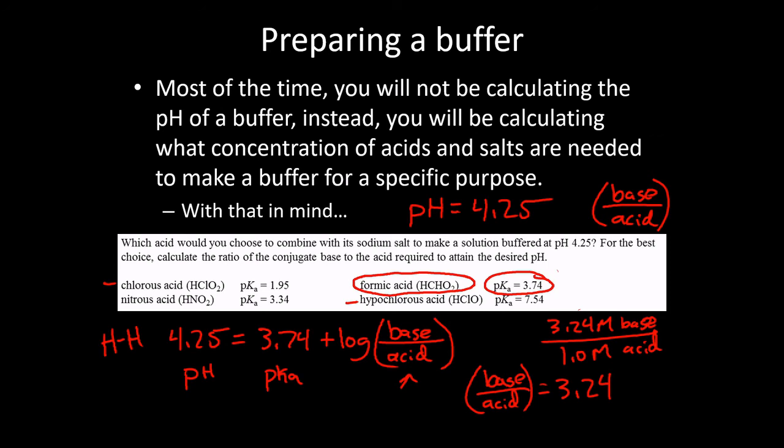But realistically, you would probably move the decimal point over 1, and maybe have 0.324 and 0.1, and that would still give you the ratio you want. Any values there that give you that 3.24 ratio will give you the pH that you're looking for.